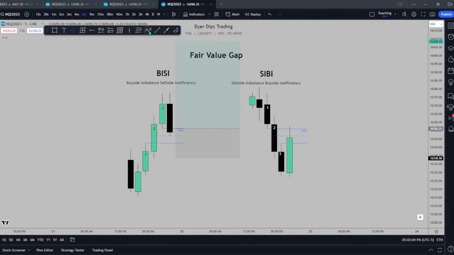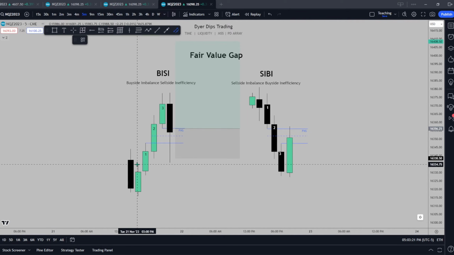But what that means is you are more likely to get stopped out on a wick, because like I said, a candle can do something like this and still be a valid fair value gap. So you have to make your own decisions as to where the safest stop loss placement is, given the volatility and ultimately where price is going to go.